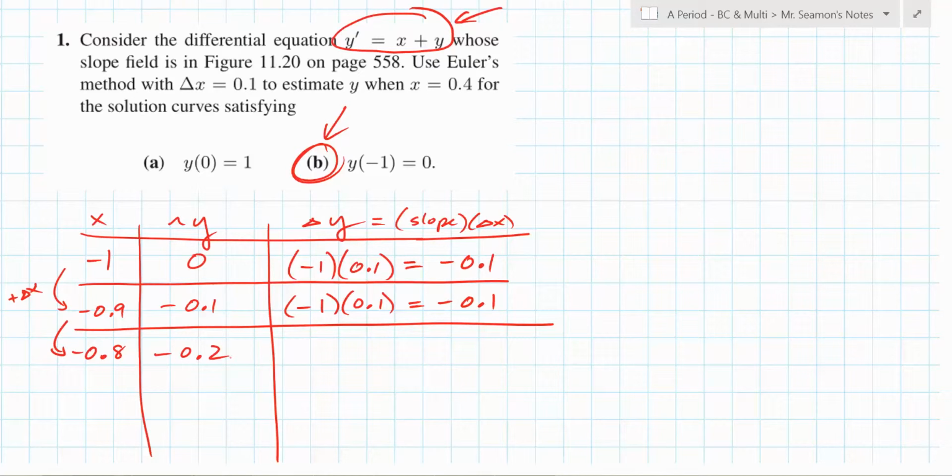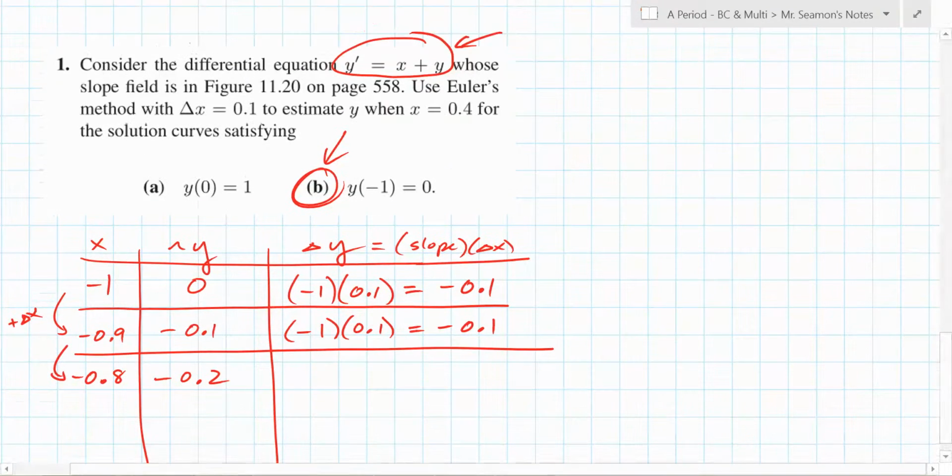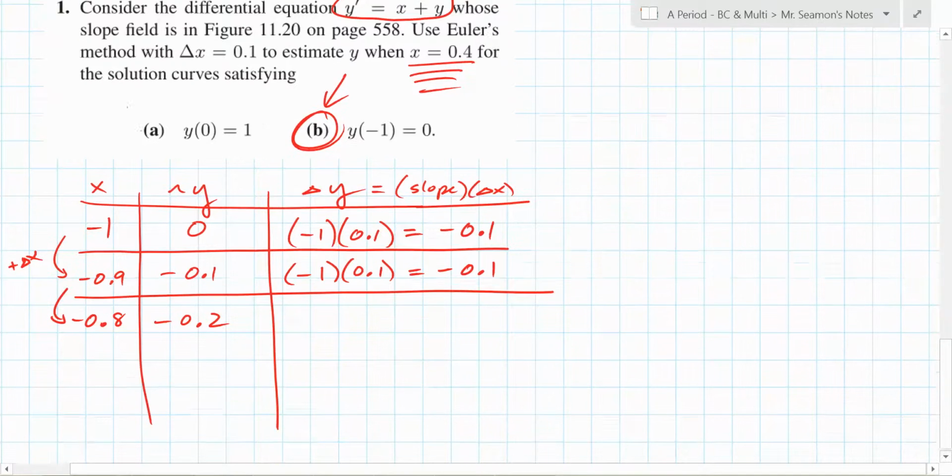Great pick, because you're actually on a really interesting part of the slope field. You picked a part where if you plotted the solution, you get a line. If you keep on doing this, it's asking you to estimate y when x is equal to 0.4. How far do we have to keep going?